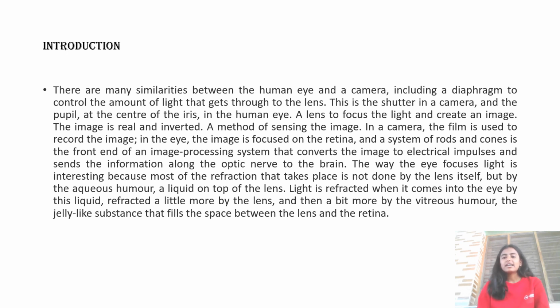The way the eye focuses light is interesting because most of the refraction that takes place is not done by the lens itself but by the aqueous humor, a liquid on the top of the lens. Light is refracted when it comes into the eye by this liquid, refracted a little more by the lens, and then a bit more by the vitreous humor, the jelly-like substance that fills the space between the lens and the retina.